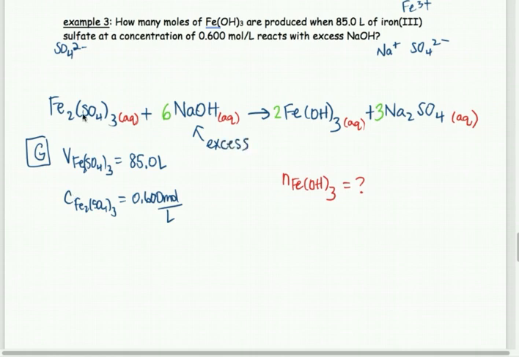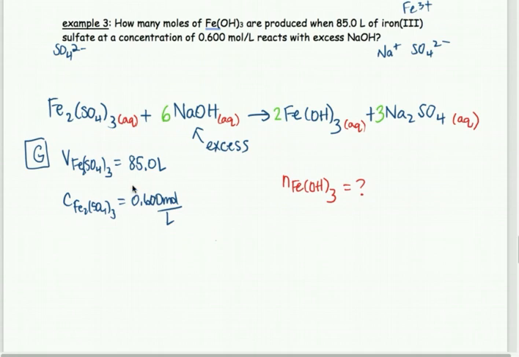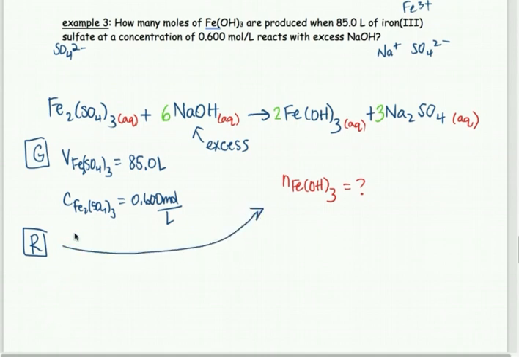All right, so we know that this, because this is the excess, we know this is the limiting reagent. This is going to control the amount of everything in the reaction, okay? Okay, so now that we know what's given, we need to find this. That's what's required. Okay, so we need to find the amount of iron 3 hydroxide.